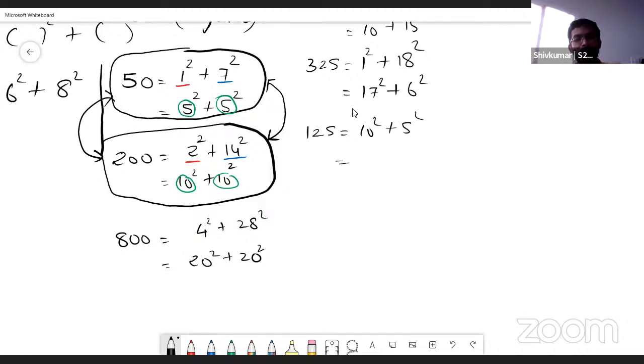Okay, so can you actually verify this is true? 28 square is 784, right? And 784 plus 16 is indeed 800, and 20 square plus 20 square is 800, right? So this is nothing but 784 plus 16. It's clear that 20 square plus 20 square is 800, right?